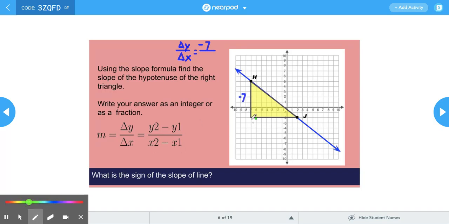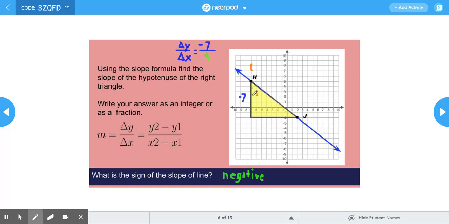And then the change in x would be how many units we went to the right. So we went from -7 to 2, so that's going to be 9 units. And just to prove that, we went 1, 2, 3, 4, 5, 6, 7, 8, 9. So then our slope is going to be -7 over 9, and the sign of the slope is going to be negative. Another way we could have done it is found out what the coordinates of H and J are, labeled the points x1, y1, x2, y2, and subtracted. So I'm going to show that way as well.